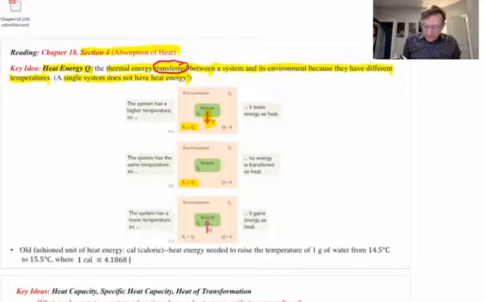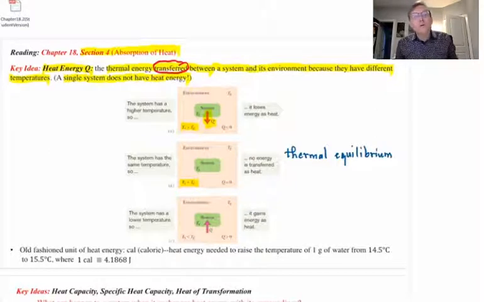Remember, actually, from the previous video lecture, this particular situation is somewhat special and is described as thermal equilibrium. Okay? When two objects, system and environment in this case, have the same temperature, we say they're in thermal equilibrium, and there will be no energy transfer as heat between them.